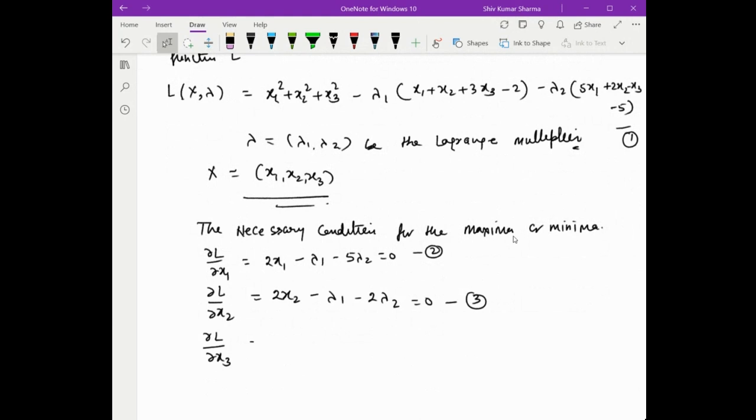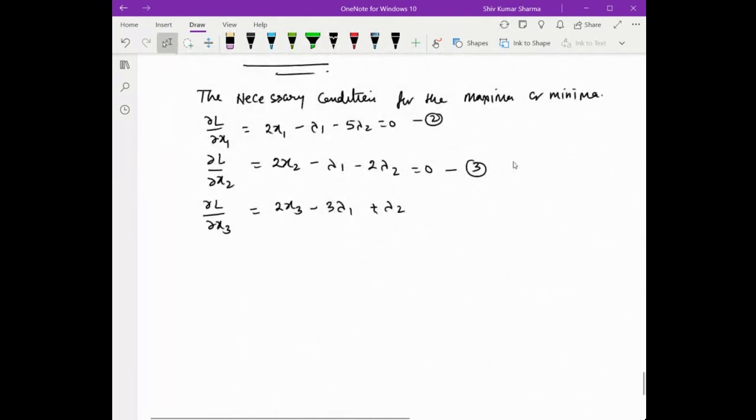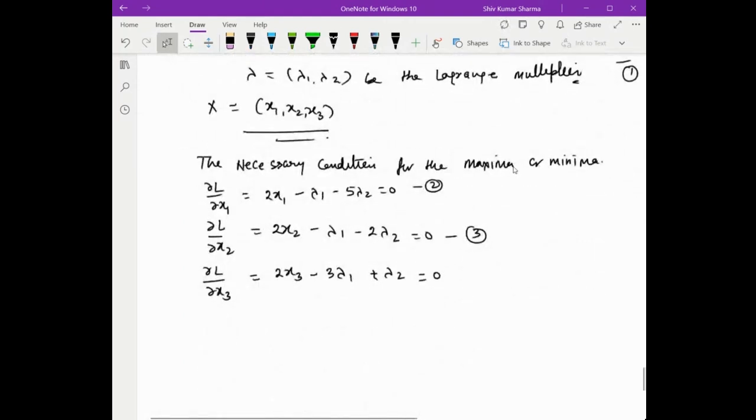And del L upon del x3 gives 2x3 minus 3 lambda 1 minus lambda 2 equal to 0. This is equation number 4.